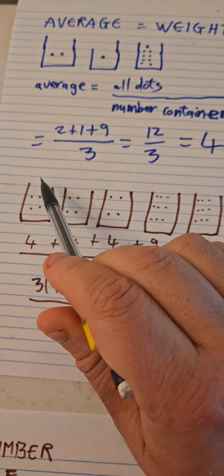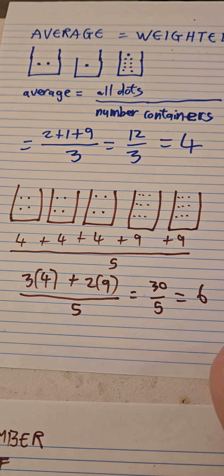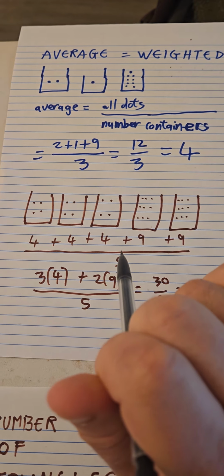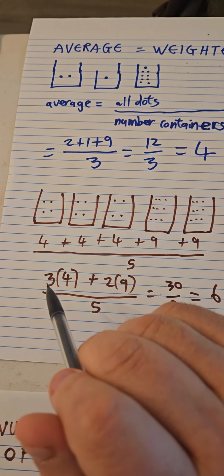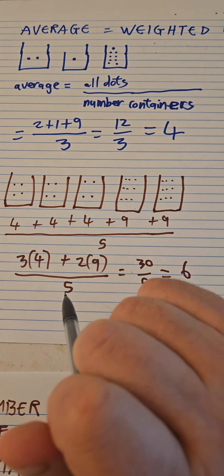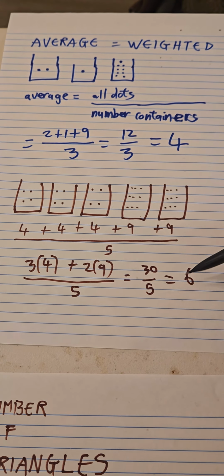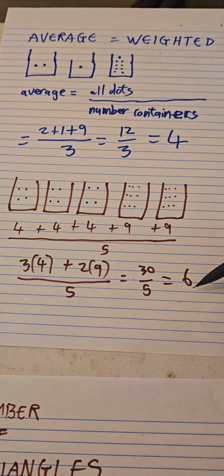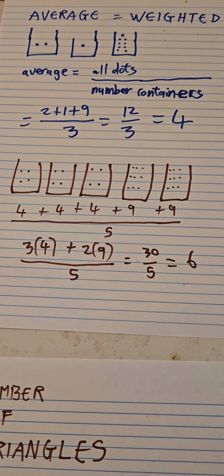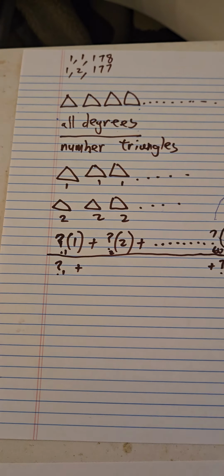And here we've got 3 boxes with 4 dots and 2 boxes with 9 dots. I could say 4 plus 4 plus 4 plus 9 plus 9 divided by 5. Or what means the same thing is 3 times 4 plus 2 times 9 divided by 5. And we get the same answer, which is 30 over 5. The average is 6 dots per box. Okay, that's an introduction to the weighted average.